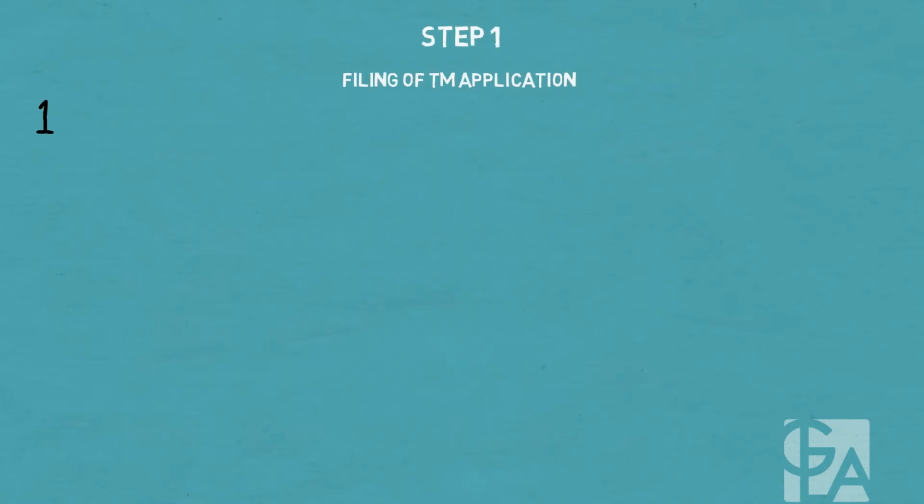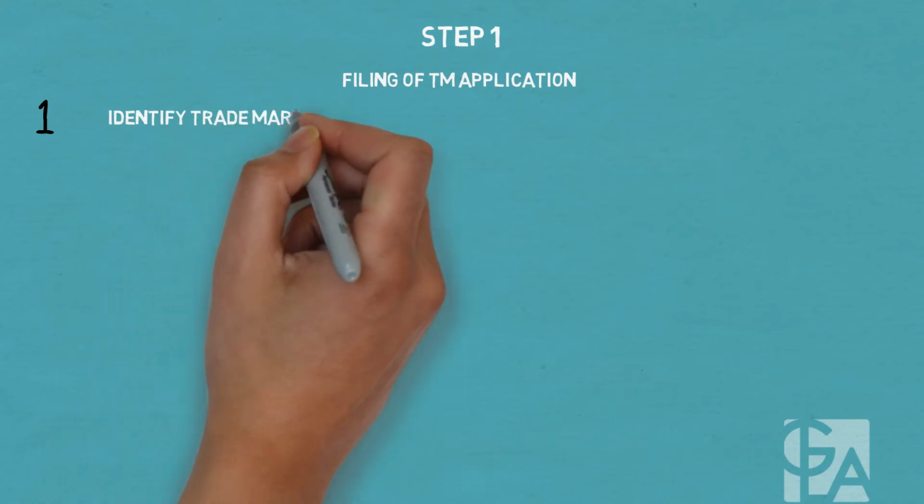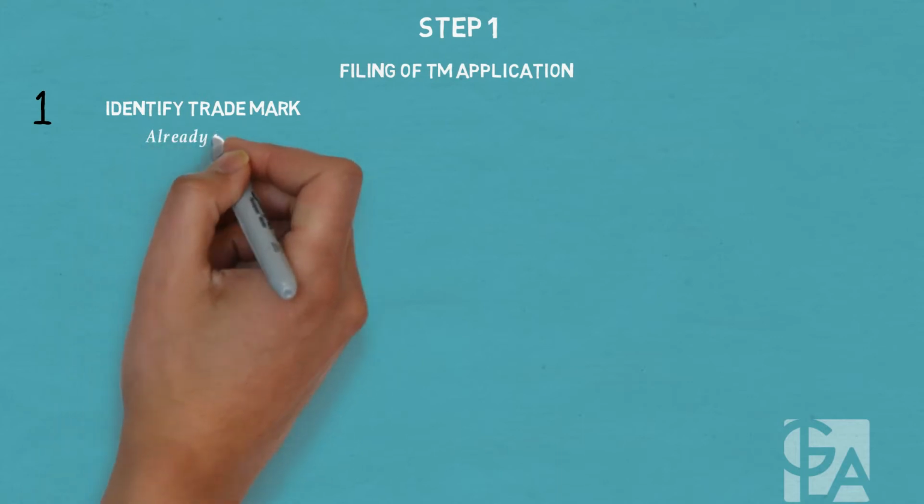First, you must identify your trademark. In the sense, determine whether you want to register your trademark as a whole or if you want to register specific components of it as well, whether you want registration of your trademark in a specific color combination, etc.